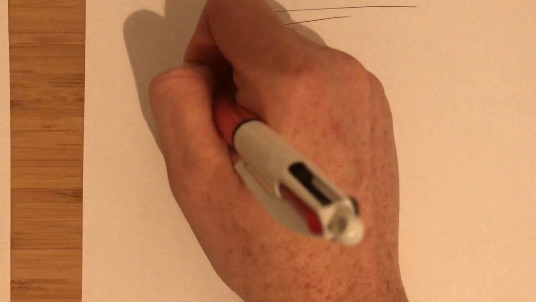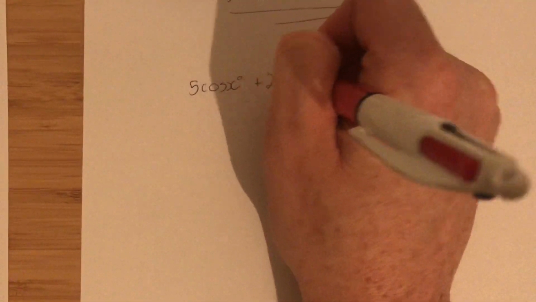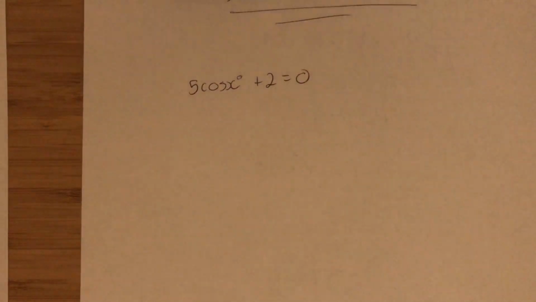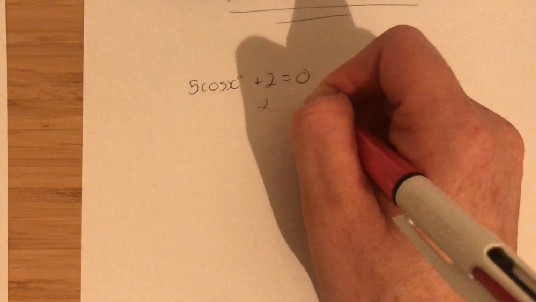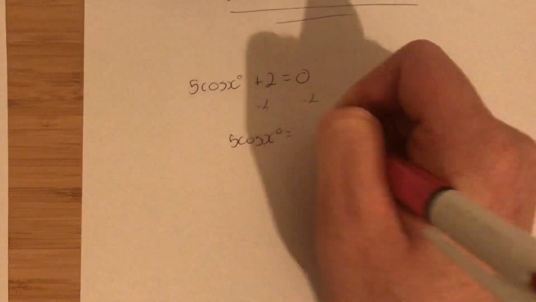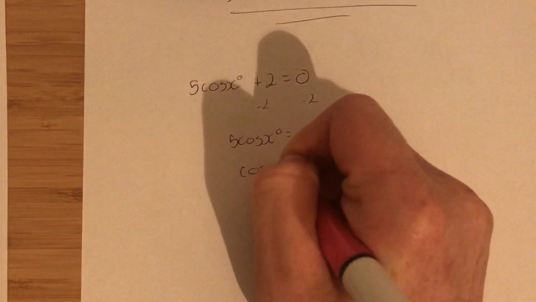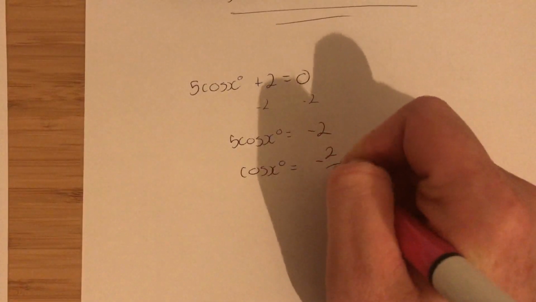Okay, I'm going to do two more. We're going to look at one where it isn't going to be positive. So we've got 5 cos x plus 2 equals 0. So we're going to take 2 off both sides. 5 cos x equals negative 2. So cos x equals negative 2 over 5.